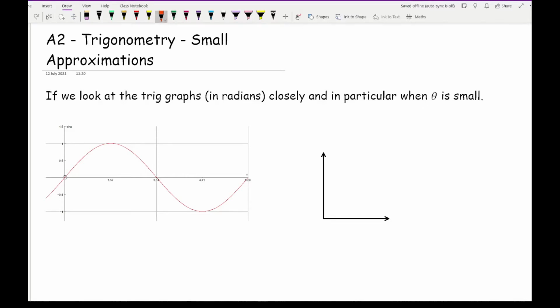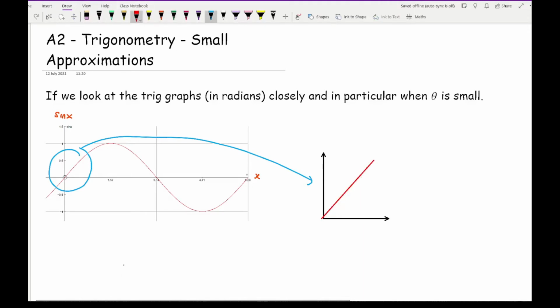So this graph here is sine x or sine theta, and we've got x going along the horizontal axis. What I'm talking about is if x is small, so we're looking at this region here. If I zoomed in on that graph, then what we'd notice is that this graph resembles what would look like a straight line. Let me just draw that a little bit more accurately, like so. So it always looks like a straight line.